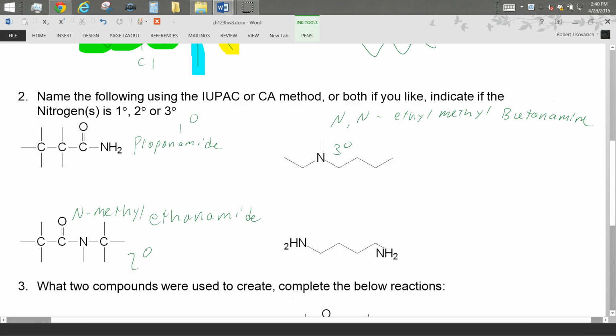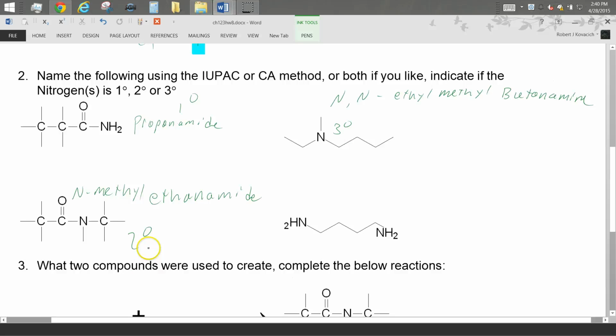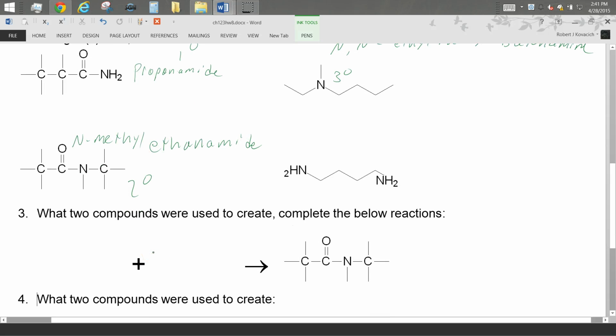Don't get confused about that line that comes off the bottom of the nitrogen. Because on the prior problems that meant a methyl group, but since all the atoms are identified, all the lines just mean bonds instead of actual methyl groups or something. And the last one, I think the easiest way to name this one would be 1,4-diaminobutane. And it's primary.